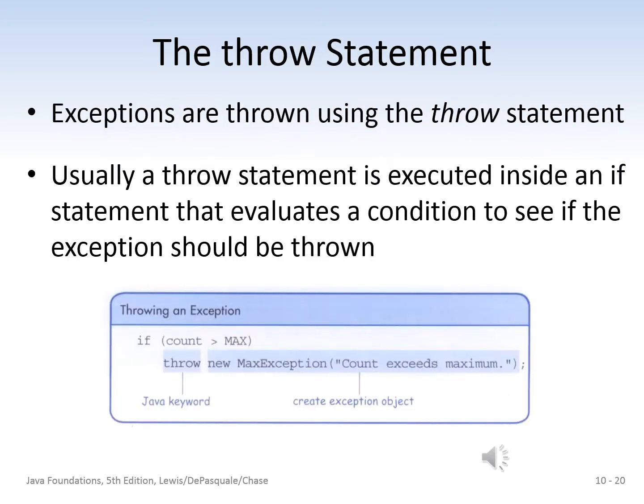Exceptions are thrown using the throw statement, and usually a throw statement is executed inside a statement that evaluates some condition to see if the exception should be thrown. So in this example, if count is greater than max, we're going to throw a new MaxException, and we're going to pass that string to that MaxException.